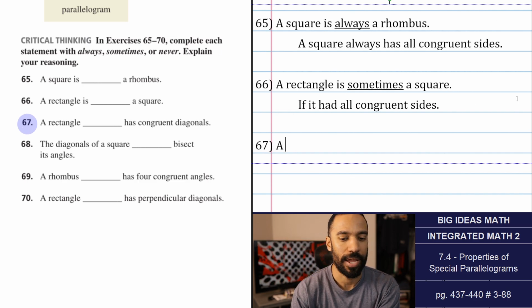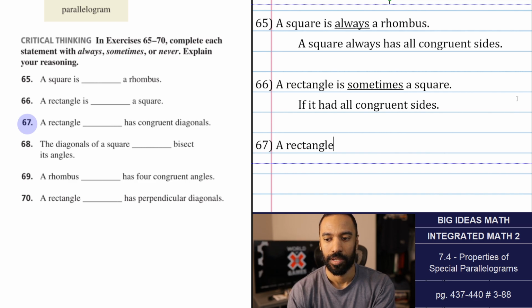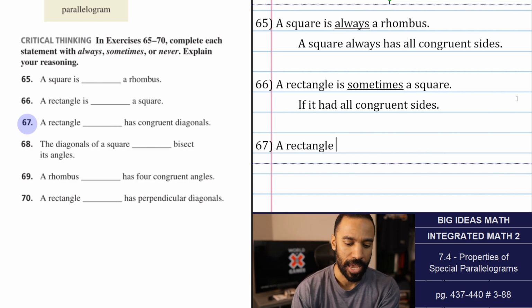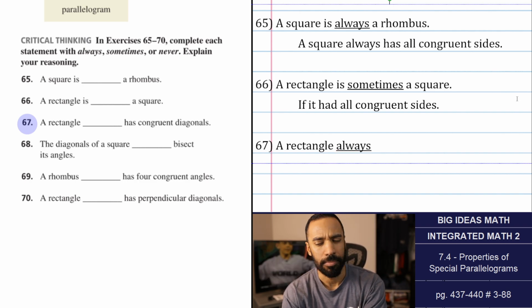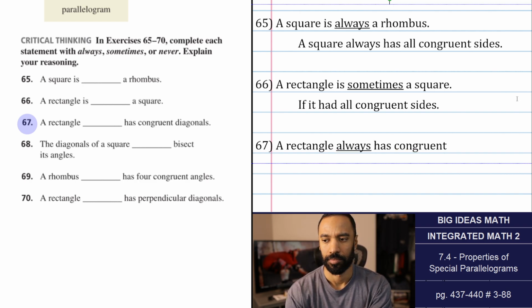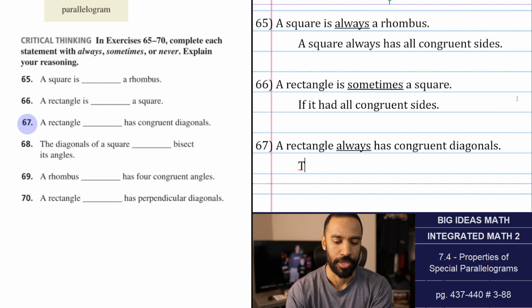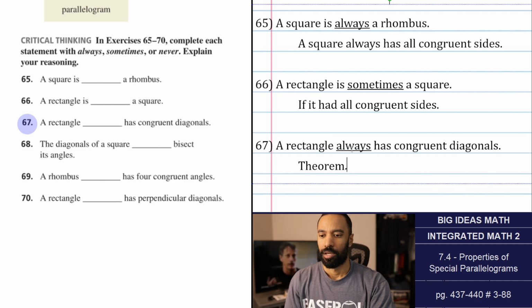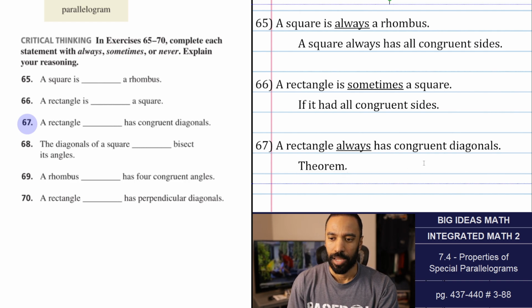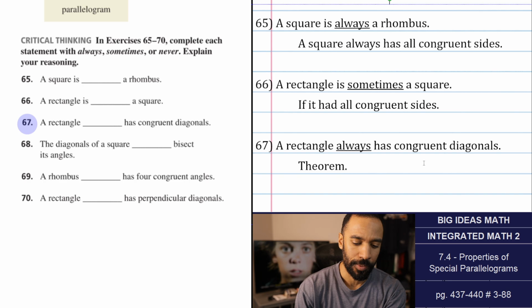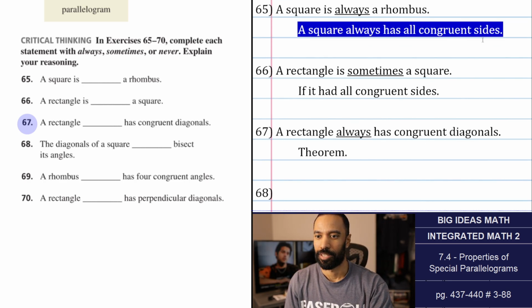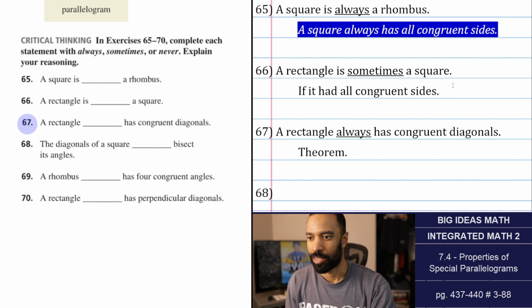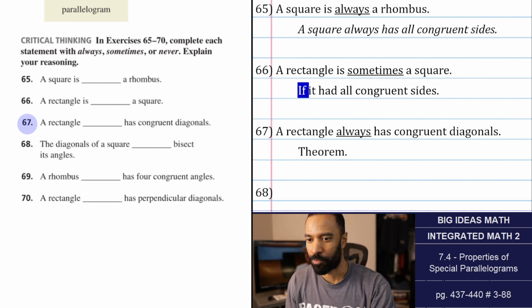All right, a rectangle always, sometimes, or never has congruent diagonals. A rectangle always has congruent diagonals. That is one of its theorems. Theorem is all I'm going to say there. I kind of want to italicize the reasons, like that. This is my reason.